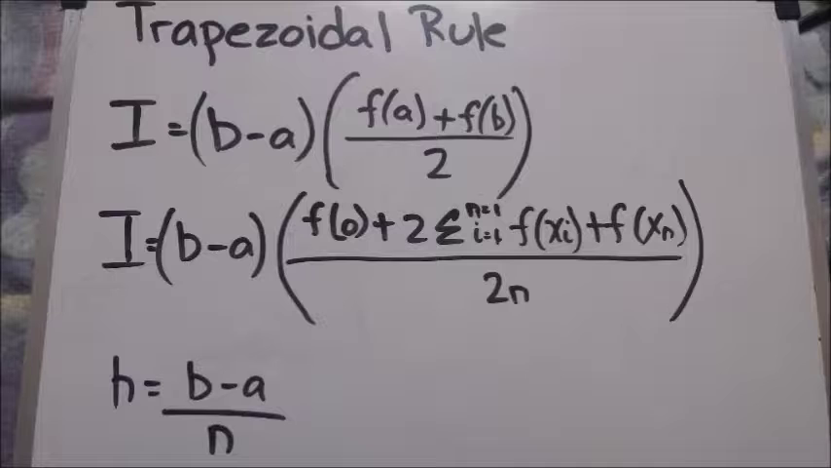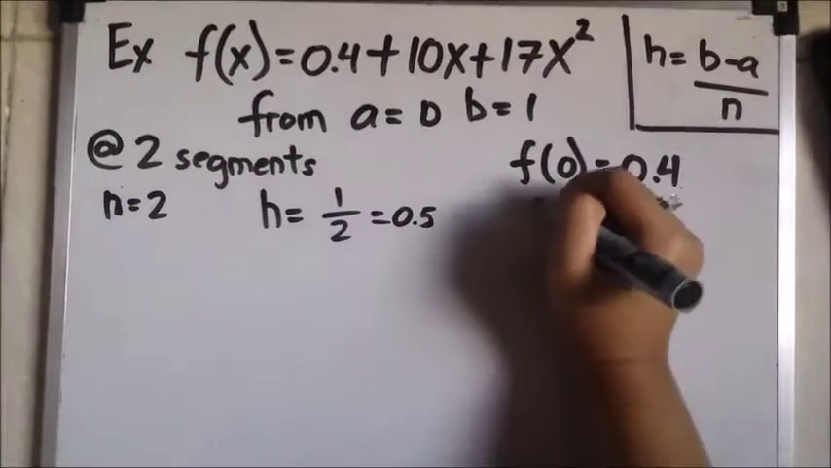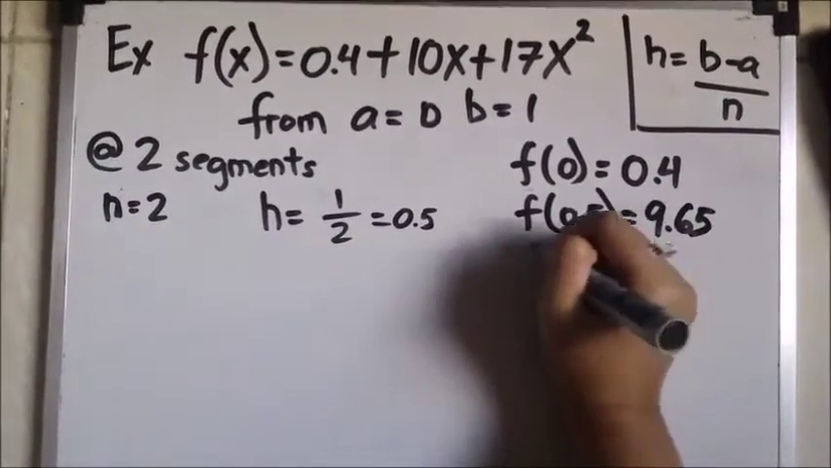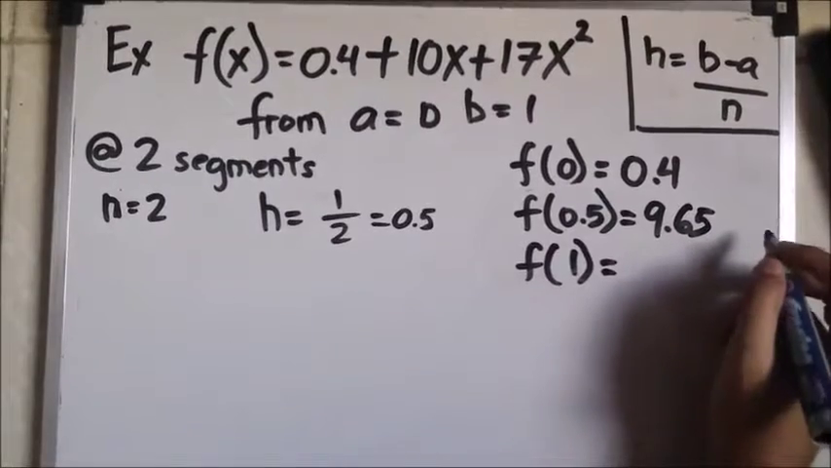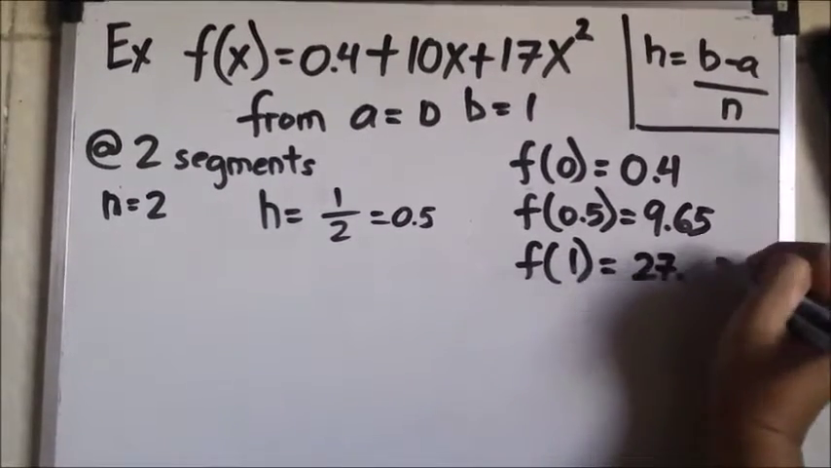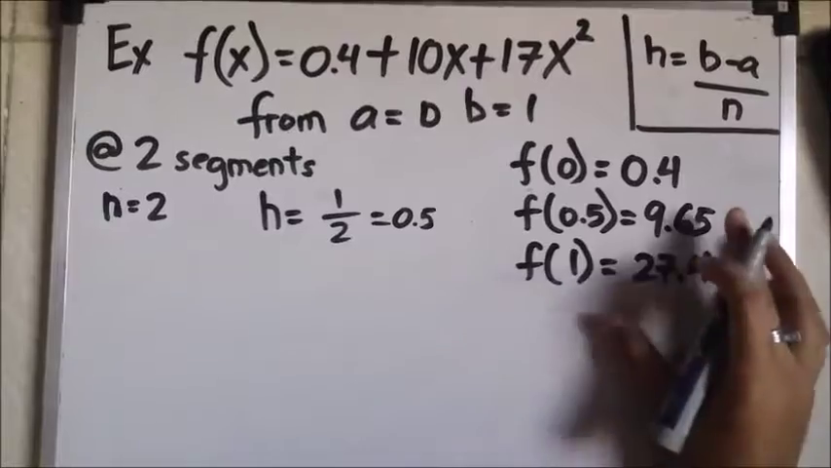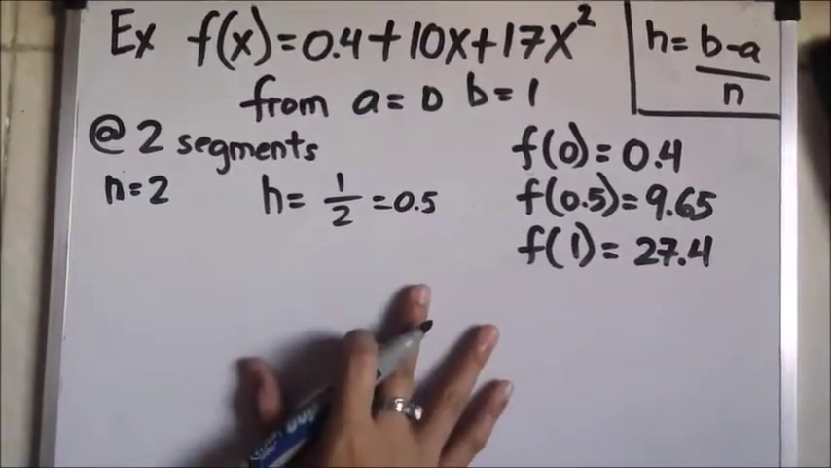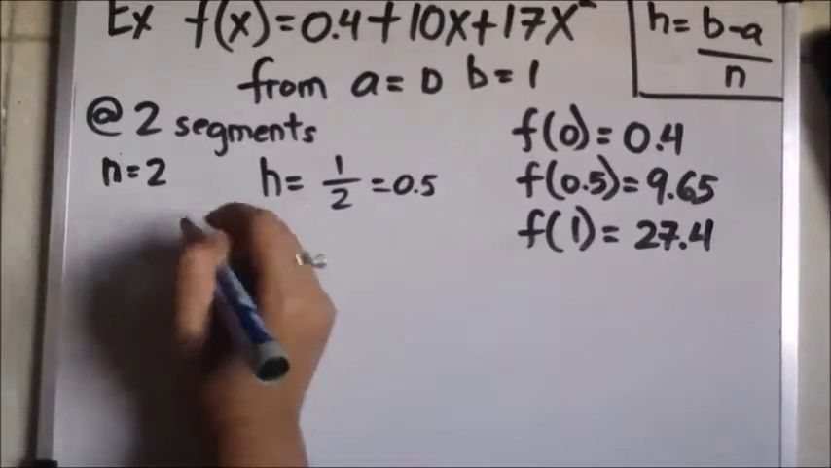And now we have this formula for the trapezoidal rule method. The first one will be used for numerical integration, while the other formula is used for multiple integrals. We have here this function f(x) equals 0.4 plus 10x plus 17x squared, having its limits a equals 0 and b equals 1. We're going to solve this using the trapezoidal rule for multiple integrals.